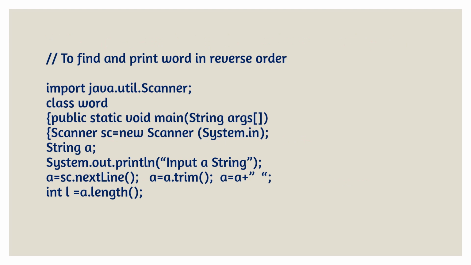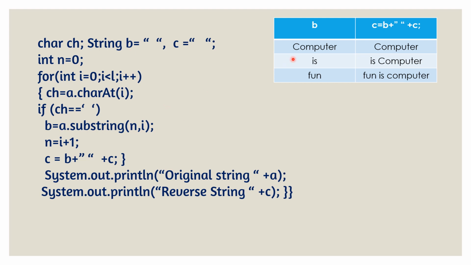So the starting commands and all the functions we will write in order. Write the command import java.util.*, public static void main, Scanner, and accept a string by giving the message in the variable. a is equal to sc.nextLine(), and add one space at the end. After that, a is equal to a.trim(), and find the length of the string, that means how many characters are in the string. Here the logic will be to extract the characters one by one. For example, if the string is "computer is fun", first of all computer, then is, and fun will be extracted and stored in a variable b.